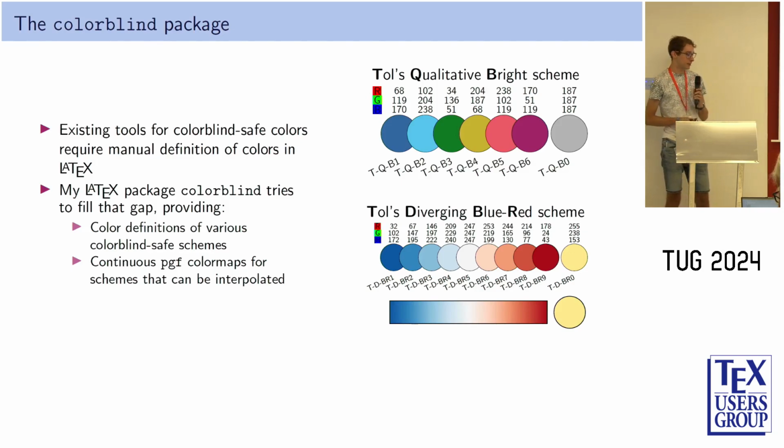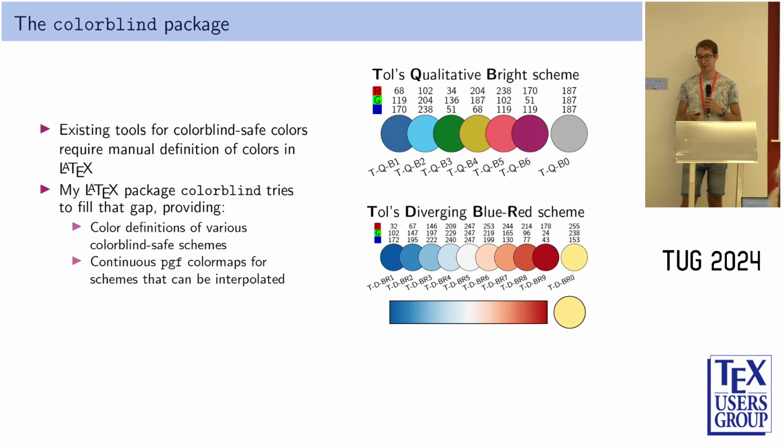Okay, so finally I want to quickly talk about my colorblind package, which is, well, at the moment almost embarrassingly early in the development. So yeah, there are a lot of online tools out there where you can get some colorblind-safe color schemes, but I didn't find anything directly in LaTeX. I didn't find any package where you can just easily import the package and then have color definitions available. So my package tries to fill this gap.